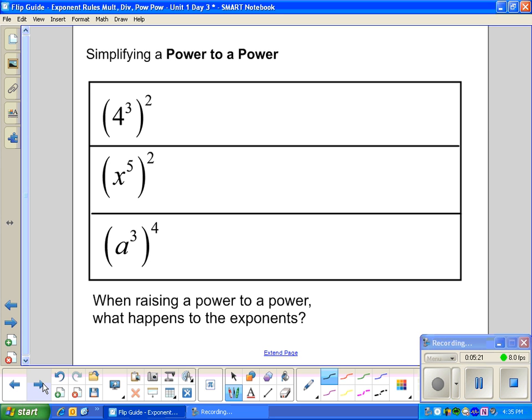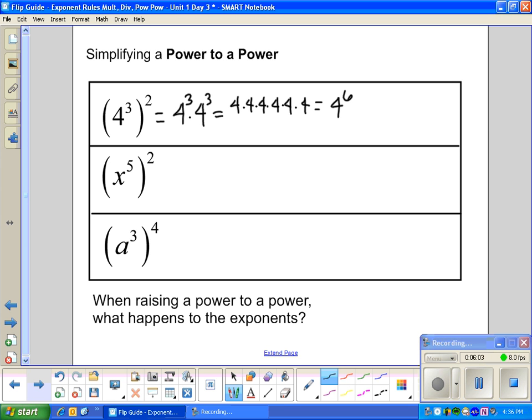Good, now we're going to simplify a power to a power. That's my personal favorite, a power to a power. Let's expand it and see what we discover. I've got 4 to the third power, and I'm taking that all to the second power. Okay. So I know if I square anything, it's just that multiplied by itself. So I've got 4 to the third power times 4 to the third power. Okay, that's 4 to the third power squared. If I expand that out, I end up with 4 times 4 times 4, which ends up being 4 to the 6th power.